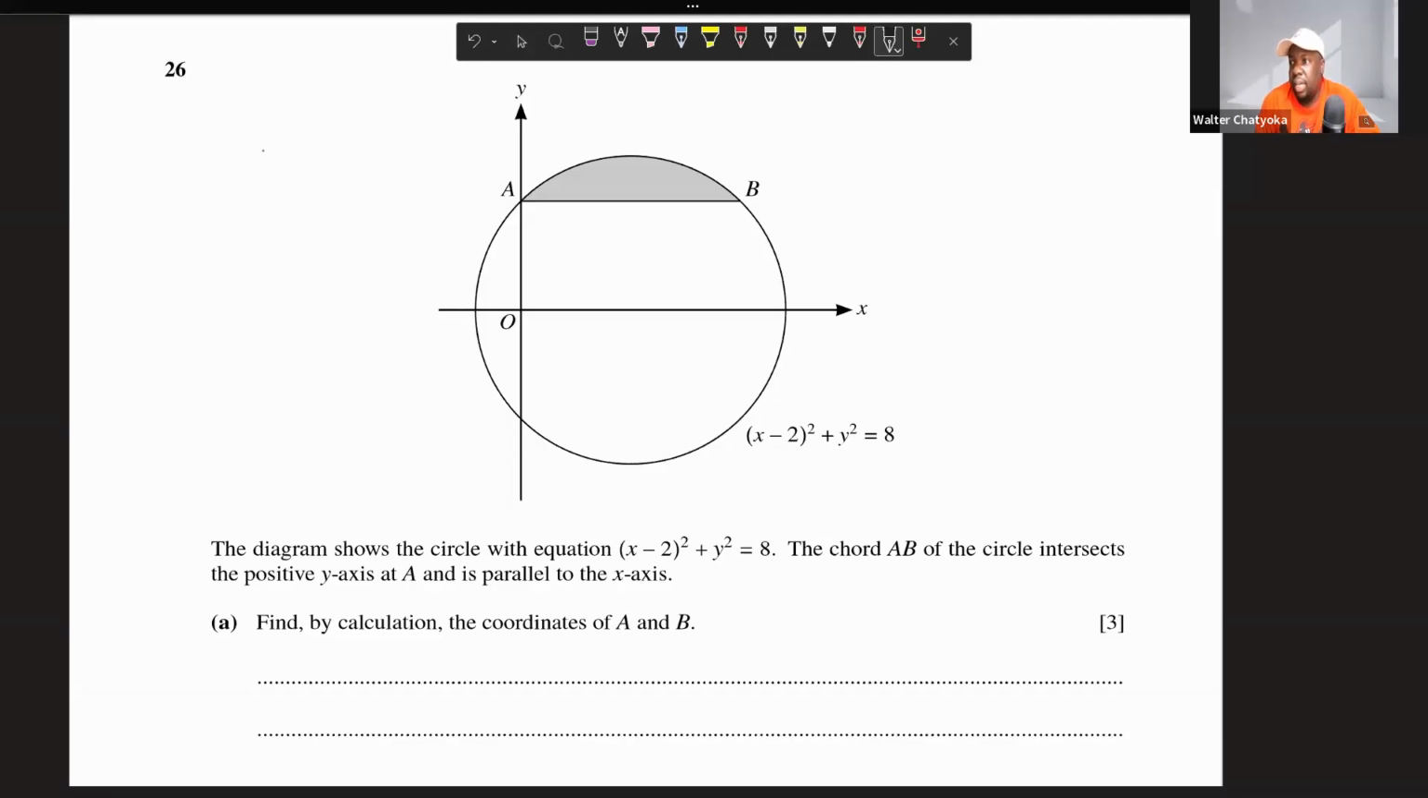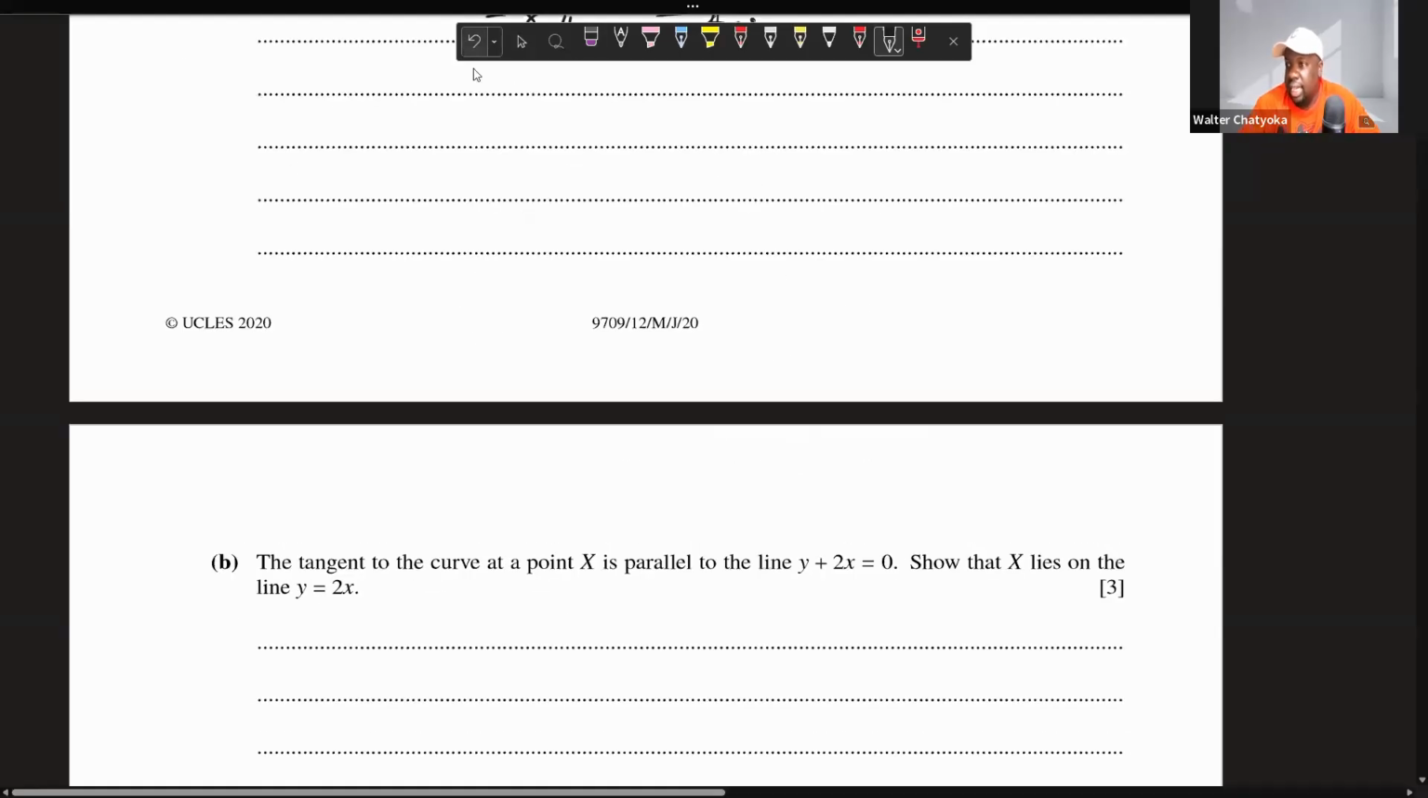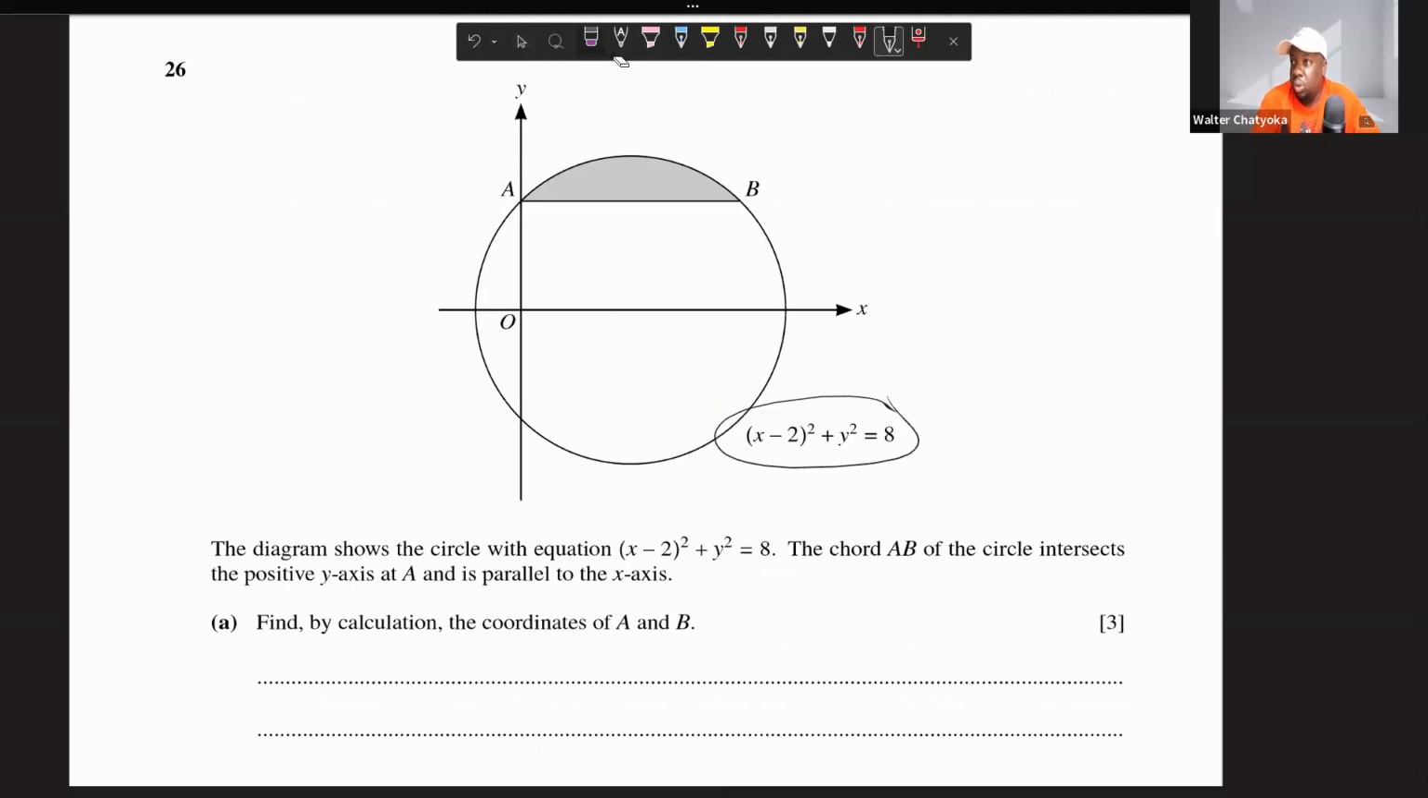We know here that the equation of the curve is this. We've also been told that there's a chord AB here. About AB, they say that the chord AB intersects the y-axis at A and is parallel to the x-axis.